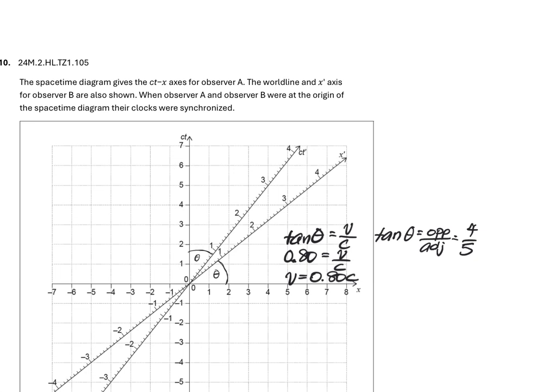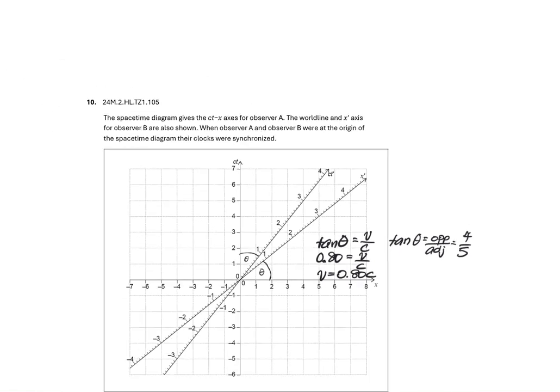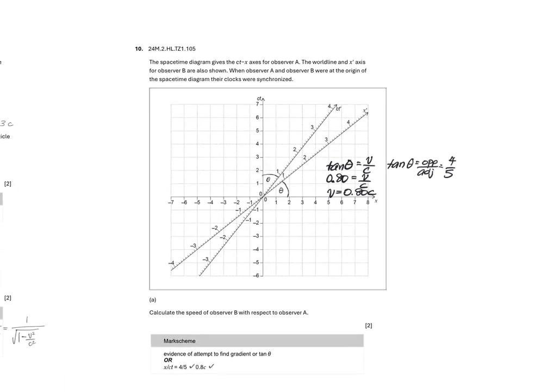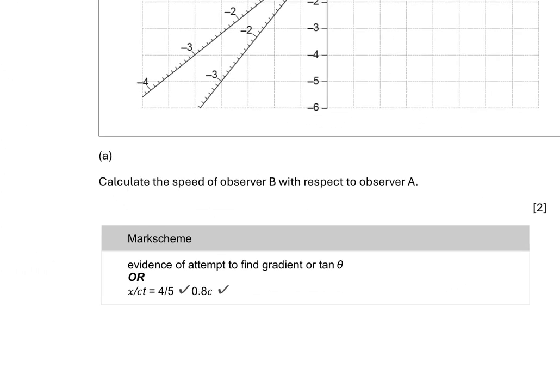Keep in mind I can't also use the hypotenuse there because it's on a different scale. You can be like, oh, look at that, the hypotenuse is 3. No, it's not, because the scales are not the same for the 2 different frames. And so in the end, we get that the velocity of S prime is 0.8 times the speed of light, which agrees with the mark scheme.